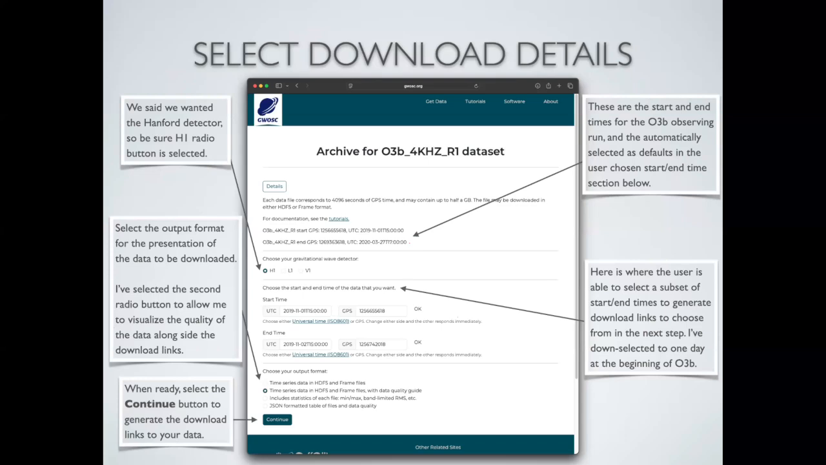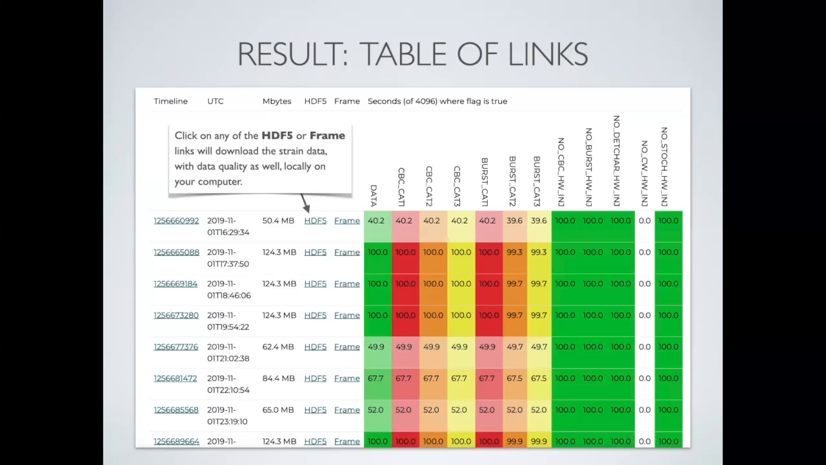And then at the bottom, you can choose your output format. There are 4 different types of output that you can get, but I've selected the time series data with HDF and frame files and the data quality guide. So you just click the continue button and it takes you to this page, which shows you the GPS time of each frame file or HDF5 file, the size of it, and what percentage of the data in it was in observing mode or one of the data quality states, the CBC Cat 1, Cat 2, Cat 3, burst Cat 1, Cat 2, etc. Those are data quality states that affect the data analysis that we do internally in LIGO.